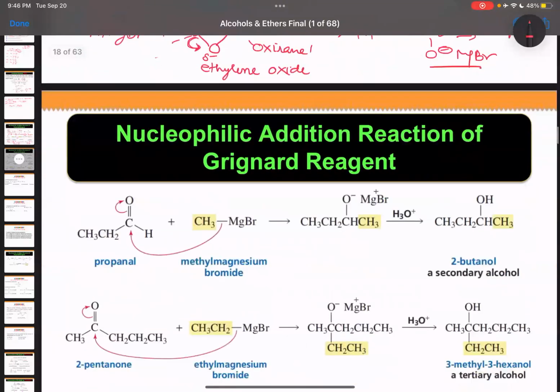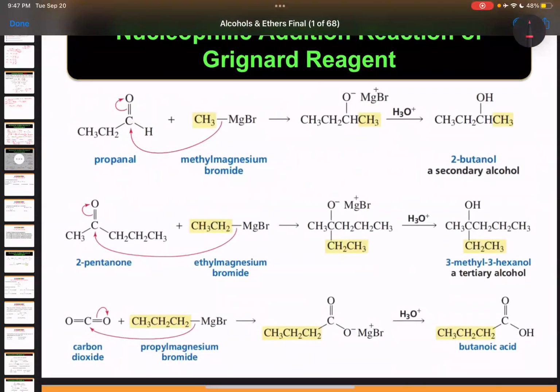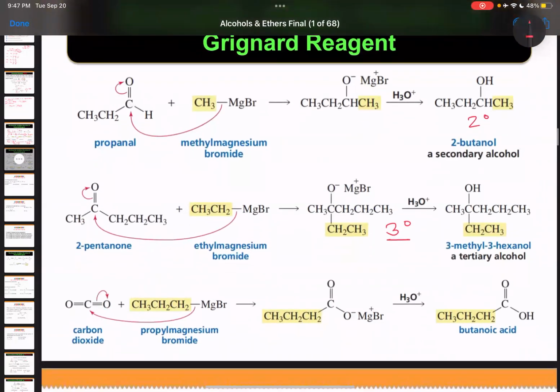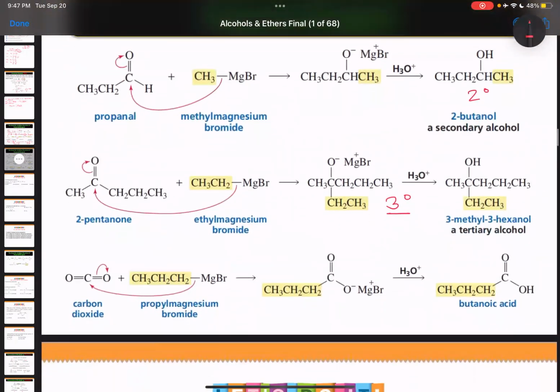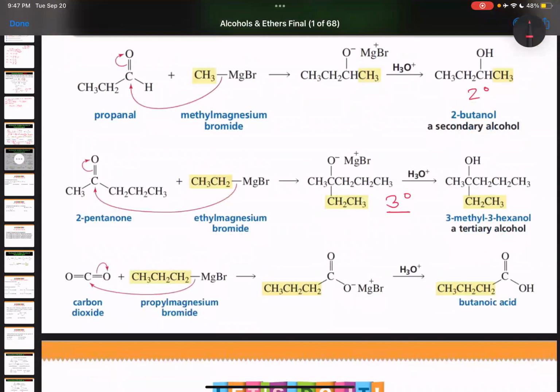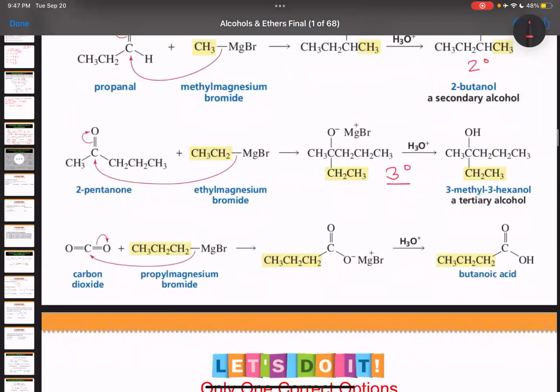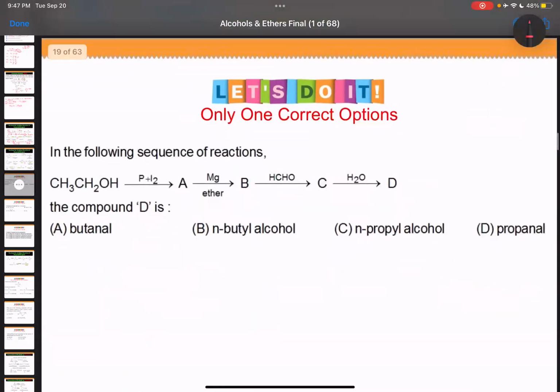So what happens if you take other aldehyde, ketone? With ketone, you are going to get a tertiary alcohol. With any other aldehyde, you are going to get a secondary alcohol. With CO2, you are going to get a carboxylic acid. That you know already, right? Okay, so let's do some questions.